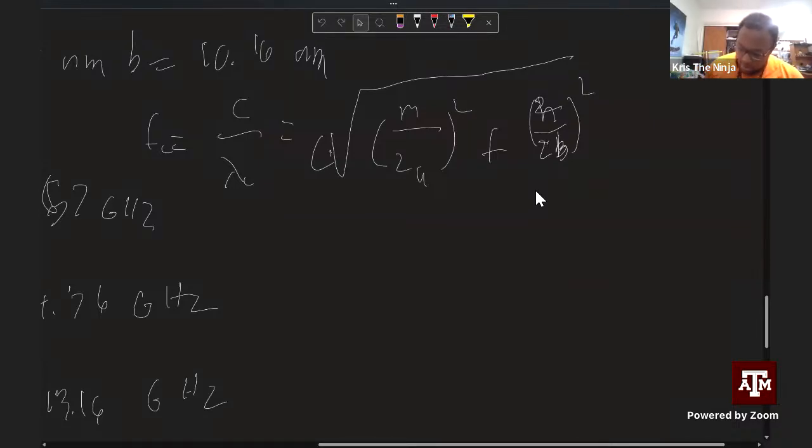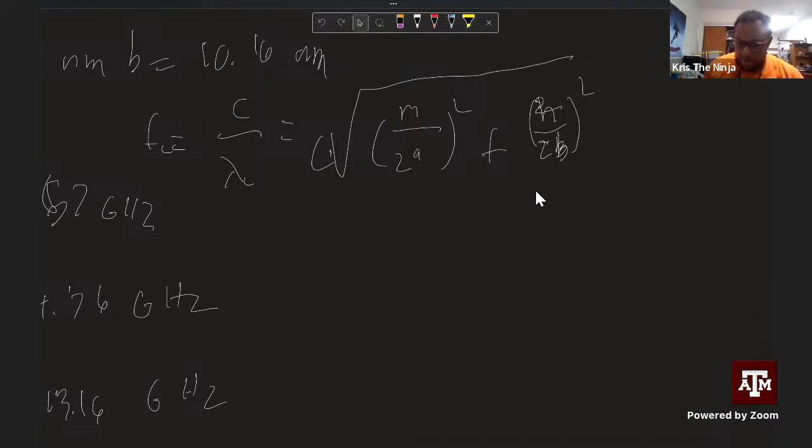This is just for practice purposes, so I can get better at doing this. But if we have the speed of light multiplied by the square root of 1 over 2A squared plus 0.